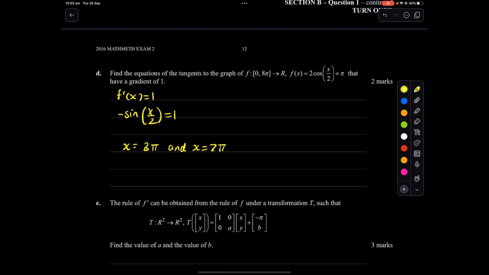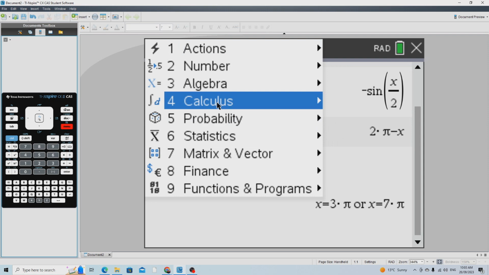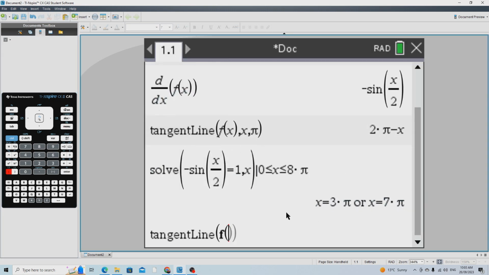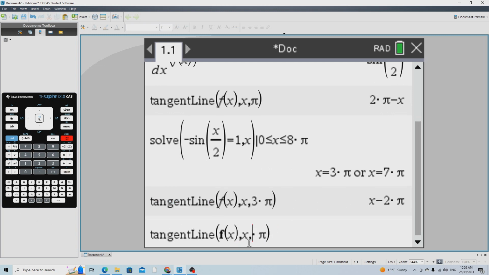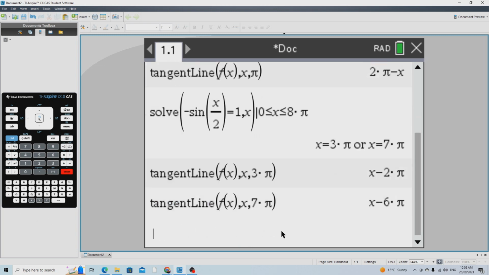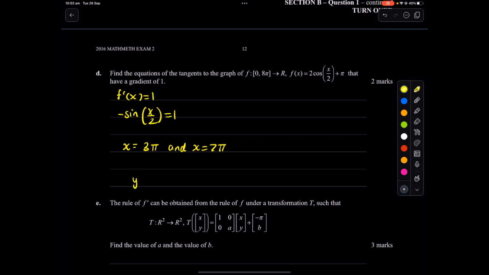And let's just use our calculator to find the tangent. So tangent line, so go on calculus, tangent line f of x, comma x, comma 3 pi. That's 1, and the other one is 7 pi. Okay, write these two. Let's write them down. So we get y equals x minus 2 pi, and y equals x minus 6 pi.